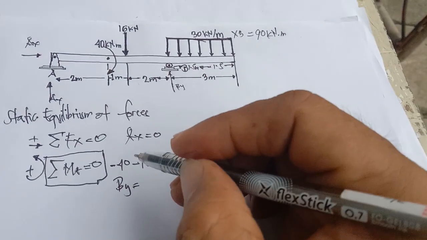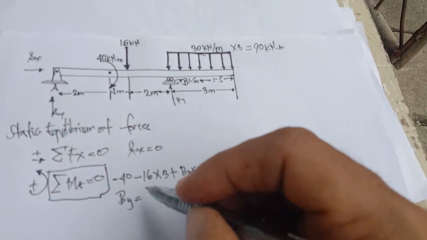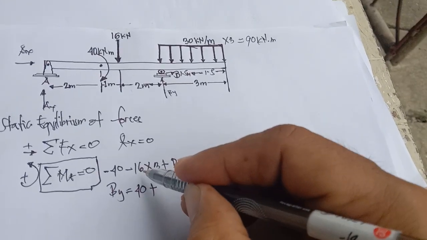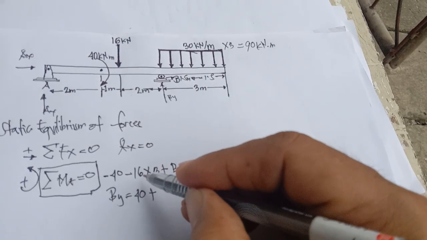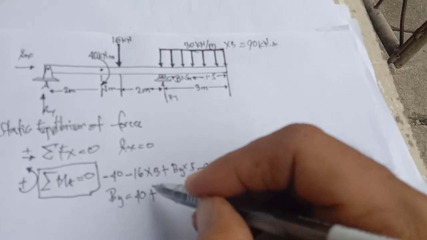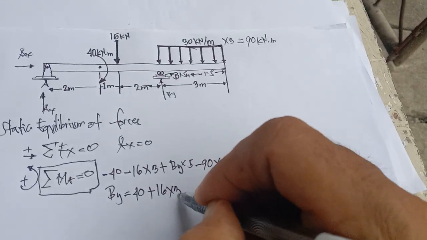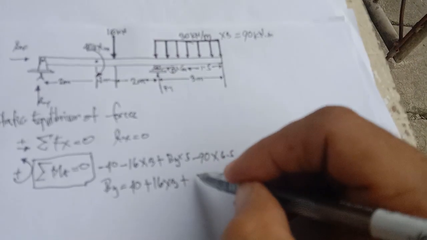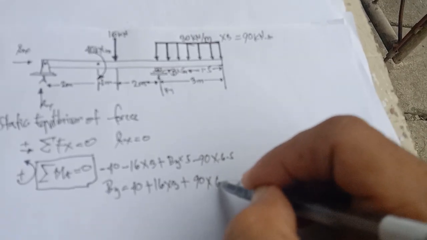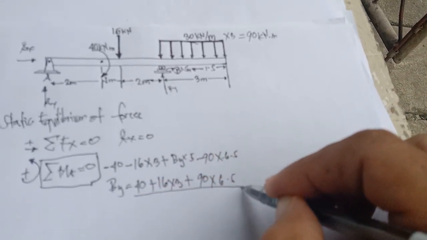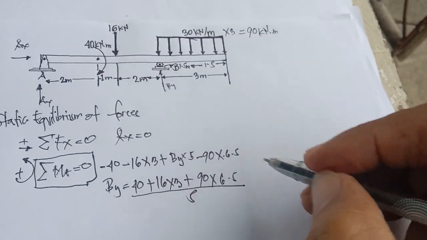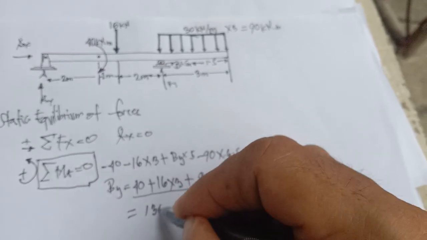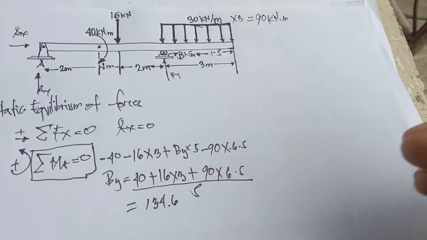So BY is equal to 40 plus 16 times 3, plus, changing to positive, 90 times 6.5, divided by 5, is equal to 134.6.